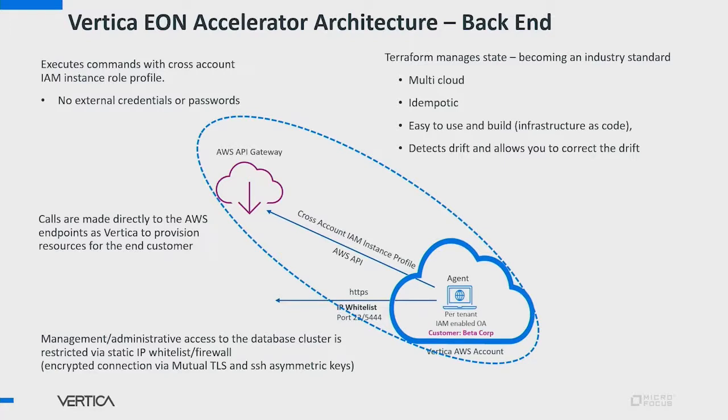So that's one big component of our system. We do not have any passwords or credentials that we store on the orchestration agent. As I said, we use the cross-account IAM instance profile. So we follow Amazon's best practices, where the trust is rotated ever so often, and it's done through the API gateway. So we do not store any keys. The connection that is made over HTTPS to the Vertica cluster is, of course, SSL, it's mutual TLS, it's encrypted, and we try to make sure that it's as secure as we can get it.